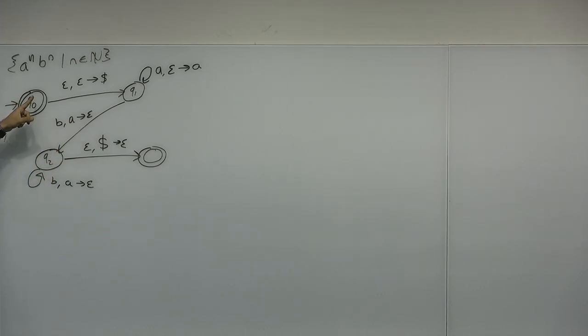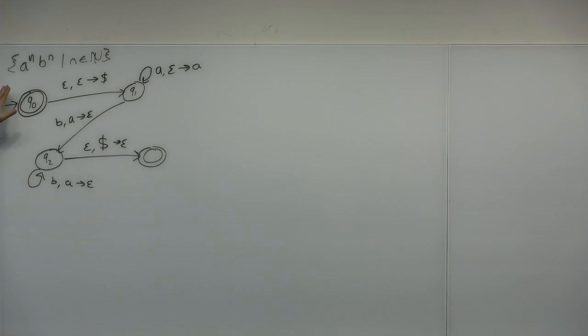Let's say there's 10 A's and 7 B's. We're only going to pop off 7 of the A's. There's going to be 3 A's left. What do you do? You're never going to take this transition until you get rid of those 3 A's. So here, you have to implicitly reject. The computation only finishes when you're done with the input, right?